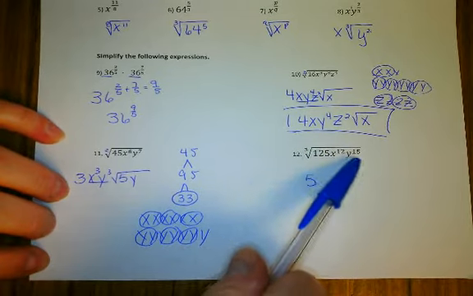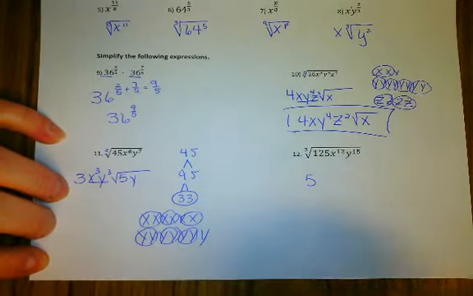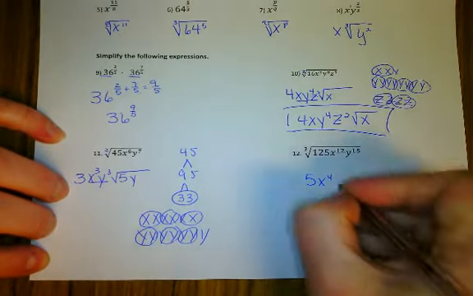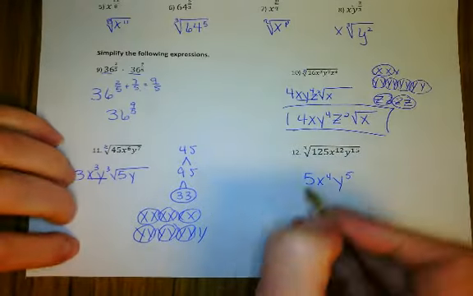Okay, and then I'm going to do groups of 3. Now watch how I'm going to do this. I'm really just going to divide this. Okay, so 12 divided by 3 is 4. So I have x to the 4th. 15 divided by 3 is 5. So I have y to the 5th. And that's it.